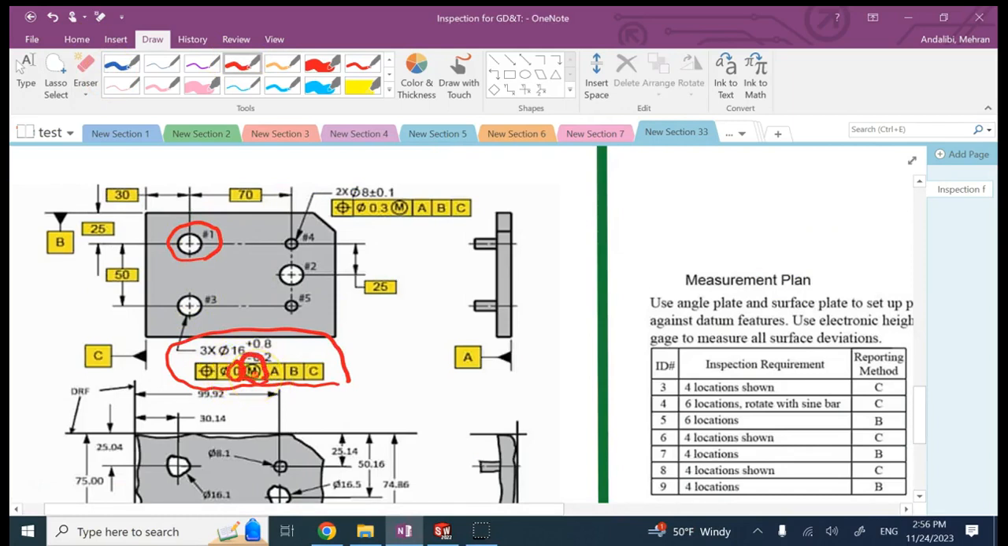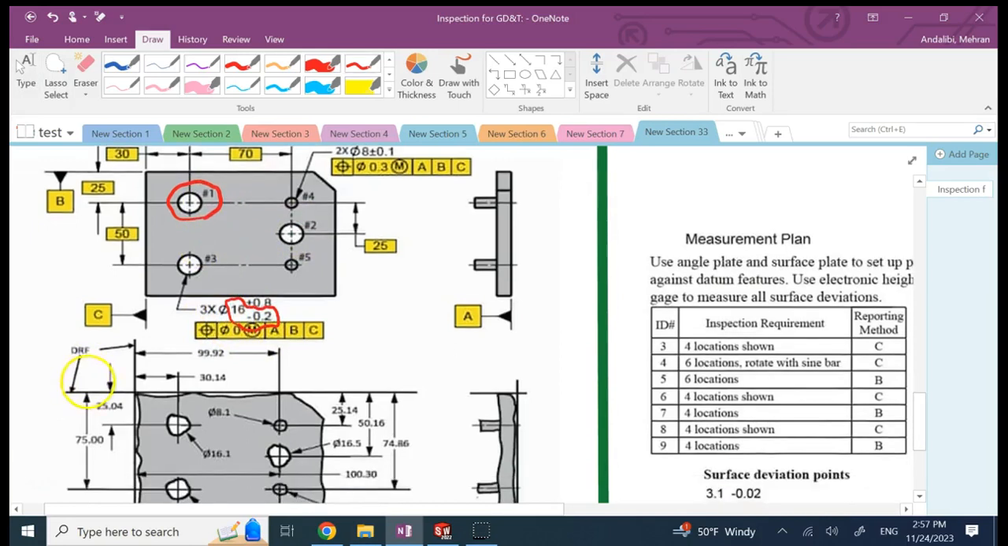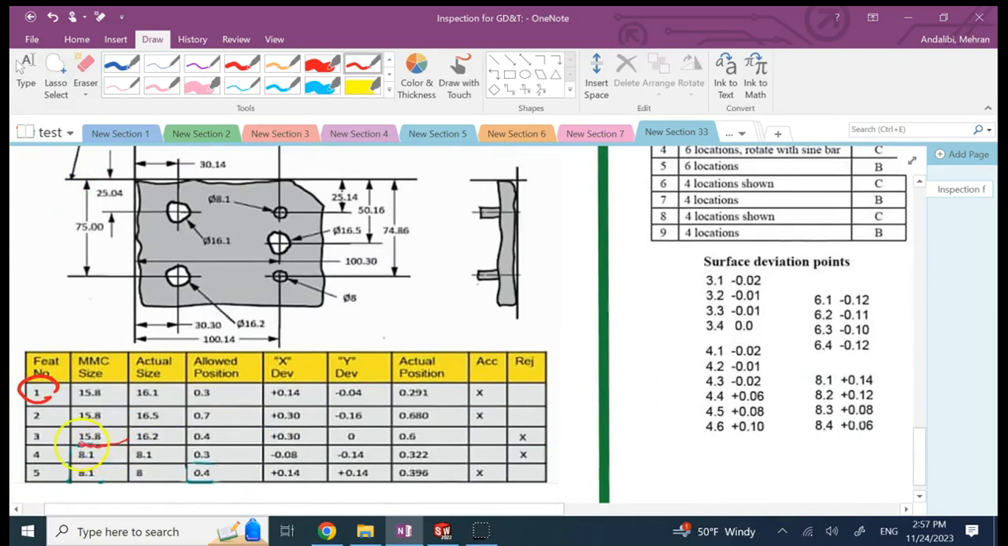At MMC. And they're all the same size, so the MMC for all of them comes from this dimension here. It's 16 plus 0.8 minus 0.2. And for a hole, if you remember, the MMC is basically what? Max material condition is the smallest hole that you can make. So it's 16 minus 0.2, so it's what? 15.8. And it's the same for all 3 holes. And that's what you can see here. 15.8, this is the MMC for holes 1, 2, and 3, okay?